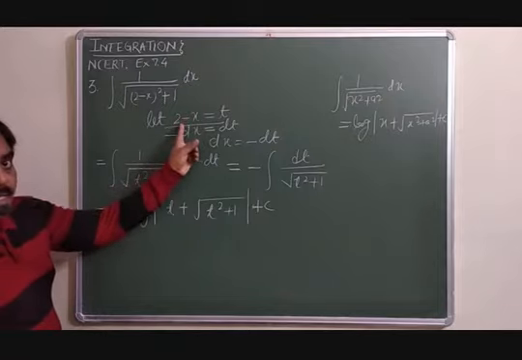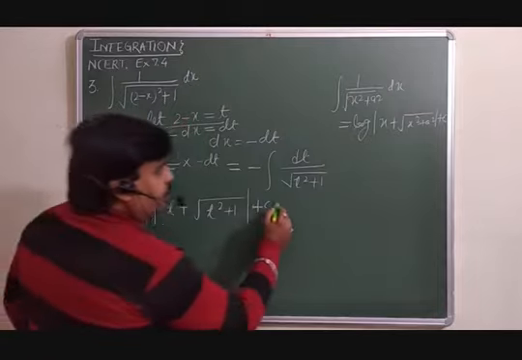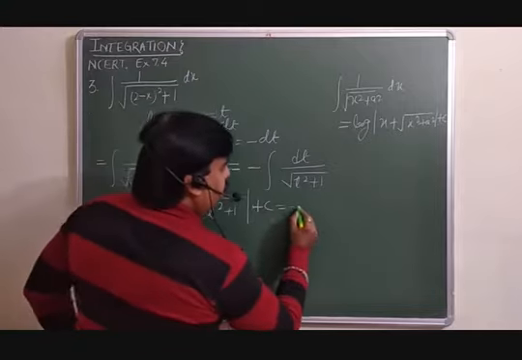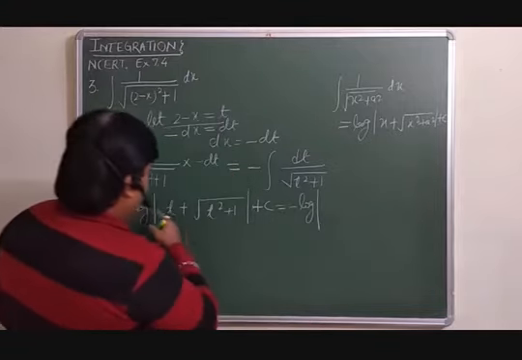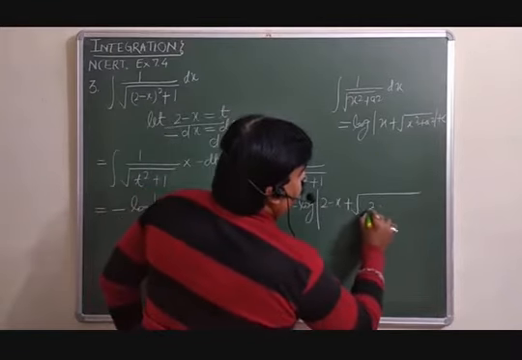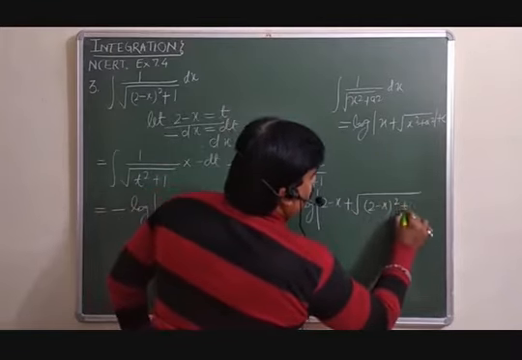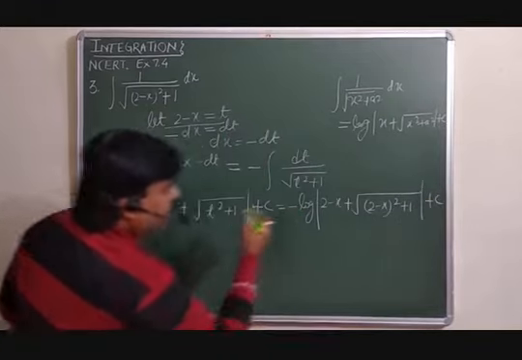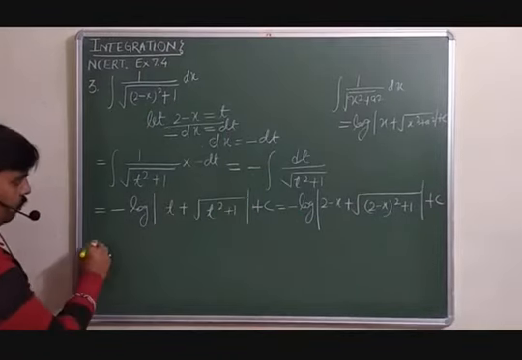But t is already assumed equal to 2 minus x. You are supposed to put the values here. So this is minus log of, t is equal to what? 2 minus x plus under root 2 minus x whole square plus 1 plus c. You can leave it up to here only, or you can solve it further.